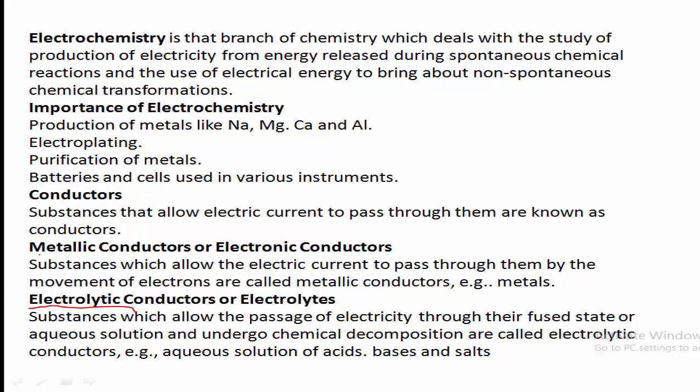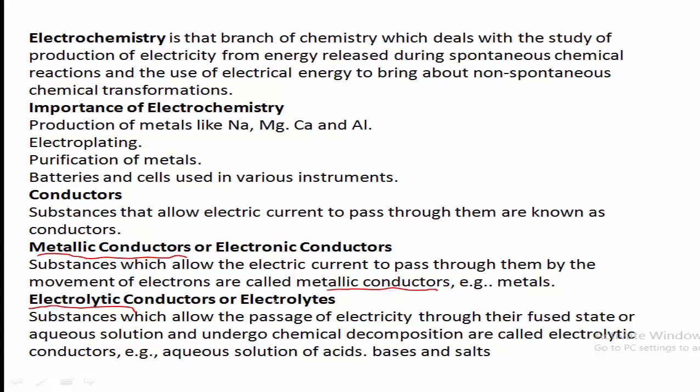First, what do metallic conductors mean? Metallic conductors are the substances which allow the electric current to pass through them by the movement of electrons. Usually metals are examples of metallic conductors, where the electric current passes through them due to the movement of electrons.